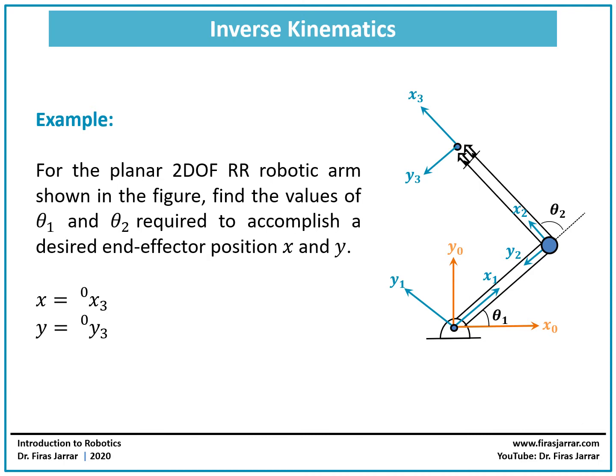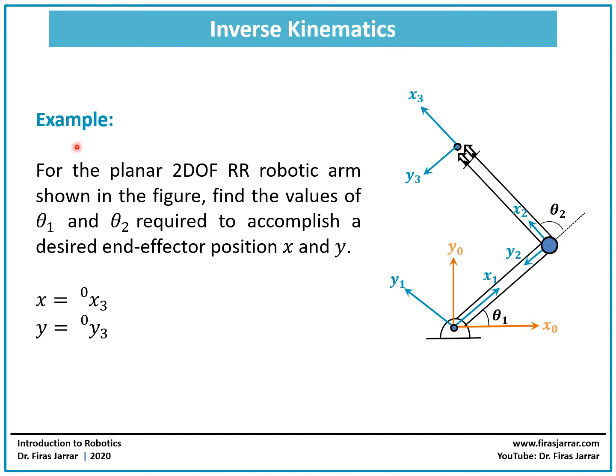Inverse kinematics is a procedure in robotics in which the joint variables are calculated or computed in order to achieve a certain desired end effector position or orientation.